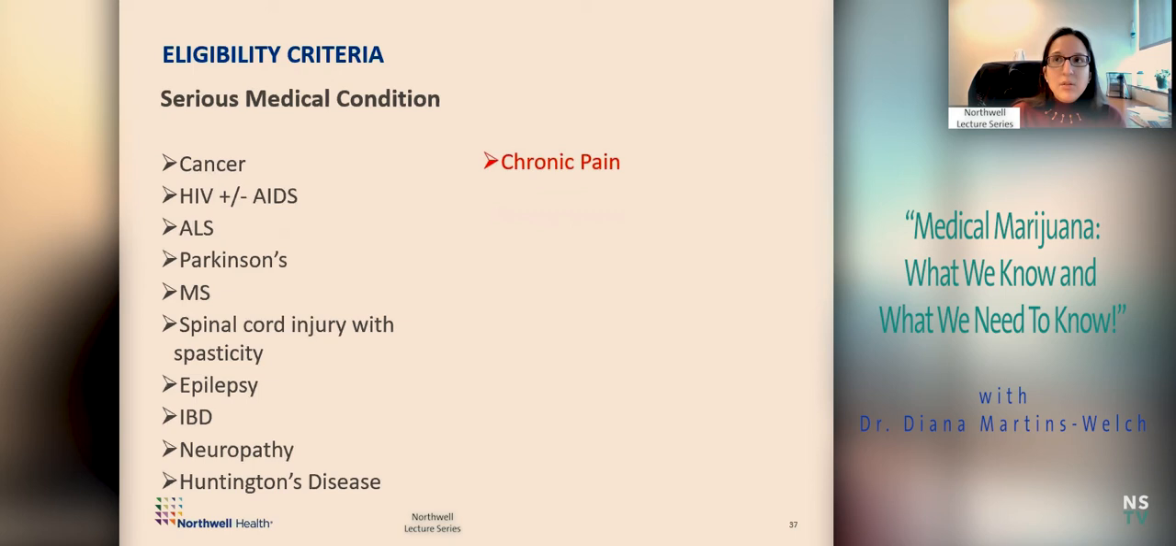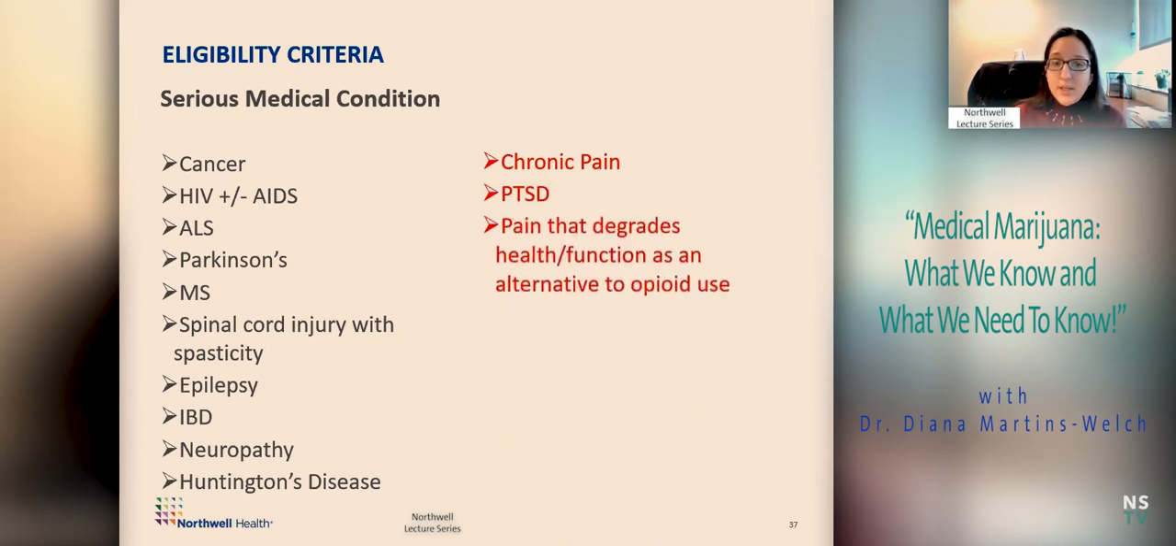About 15 months after the program was initiated, chronic pain was added, and that really opened the doors for a lot more patients to be certified for cannabis. Then PTSD was added, and then later pain that degrades health and function as an alternative to opioid use. So you can see that they sort of widened the net a little bit, because they realized that a lot of patients weren't able to get on the program, and there was a lot of difficulty getting on the program just because of so few practitioners in the state.